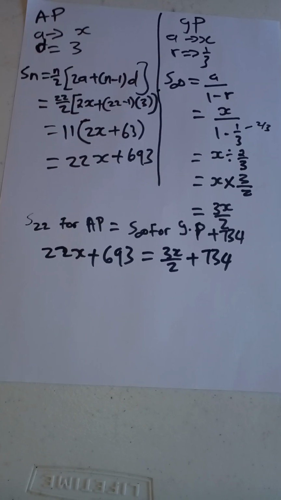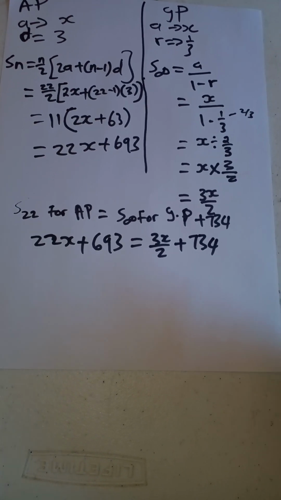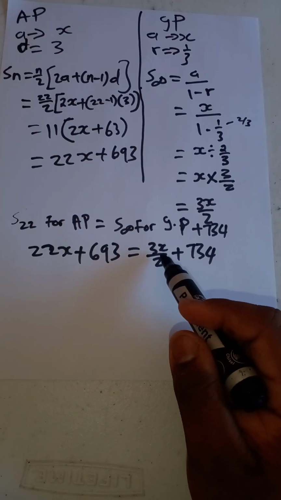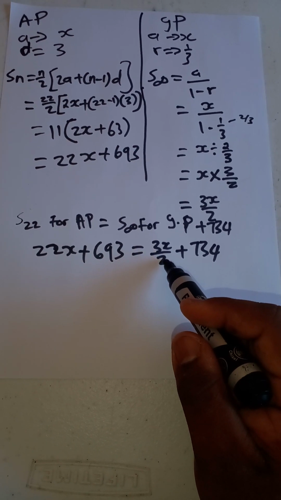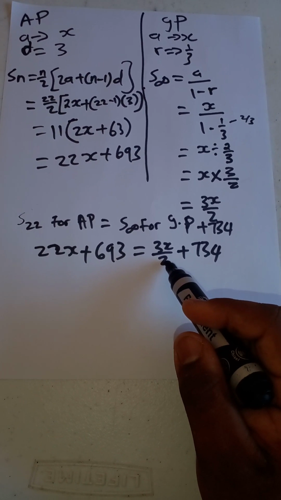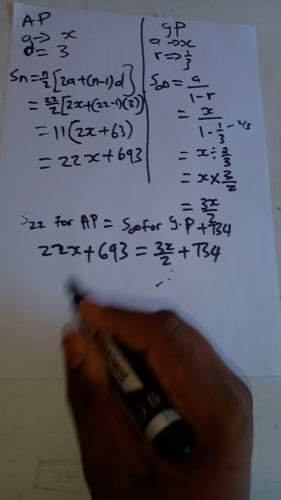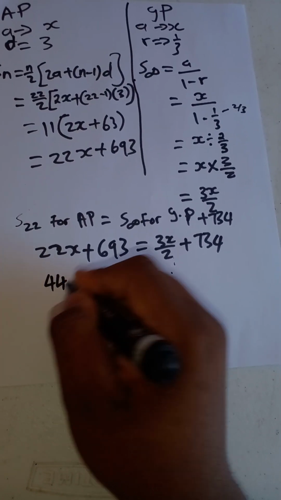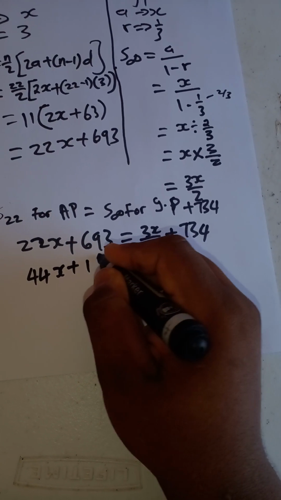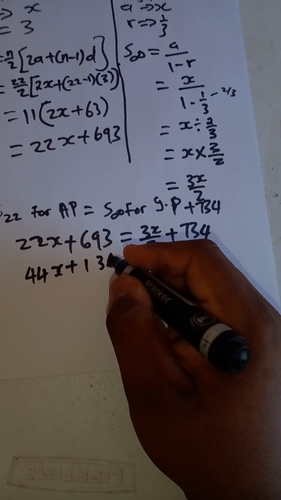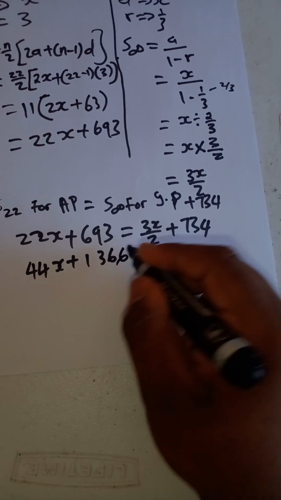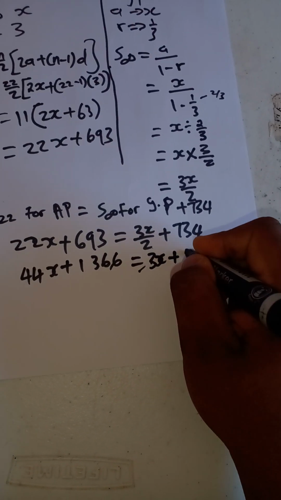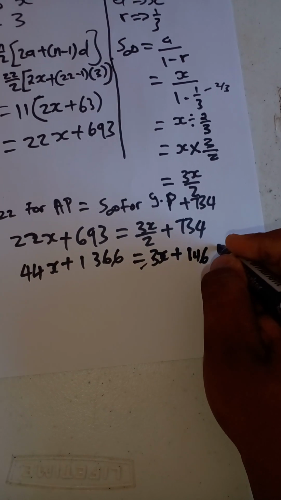And then after that, from there, we're going to do our maths. But now check something. You have a fraction there, right? And you know that whenever you have a fraction, you must multiply everything by that fraction's denominator. So now when I multiply everything by 2, here I will have 44x plus 1386, because I'm multiplying by 2, which is equal to 3x plus 1468.